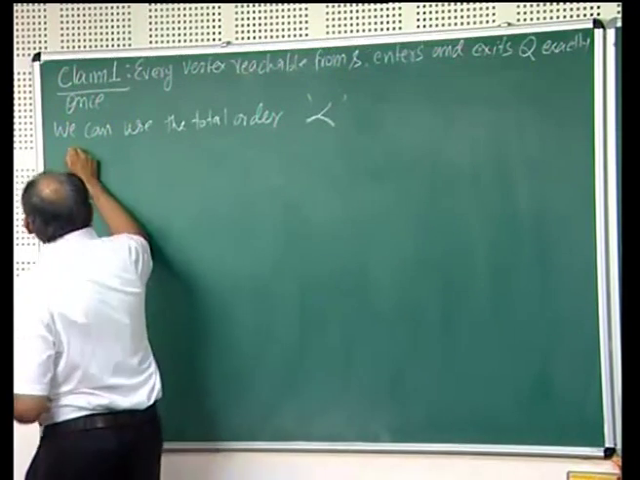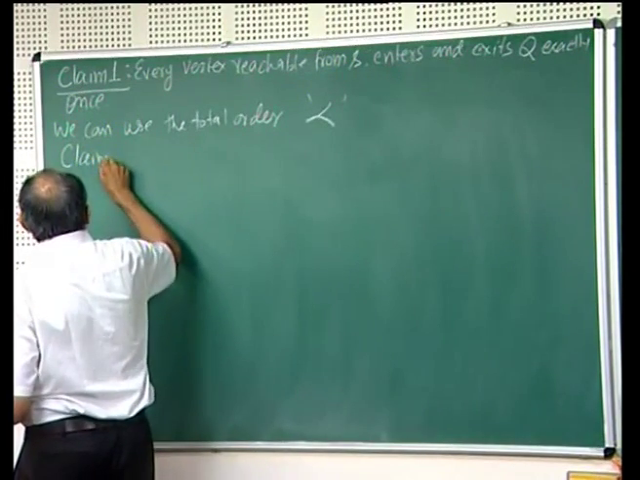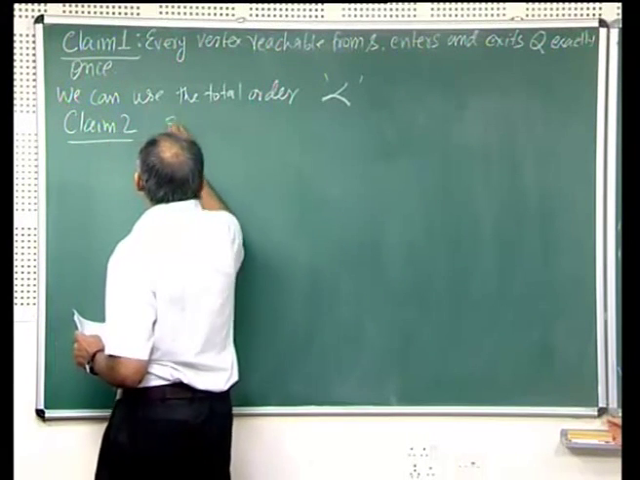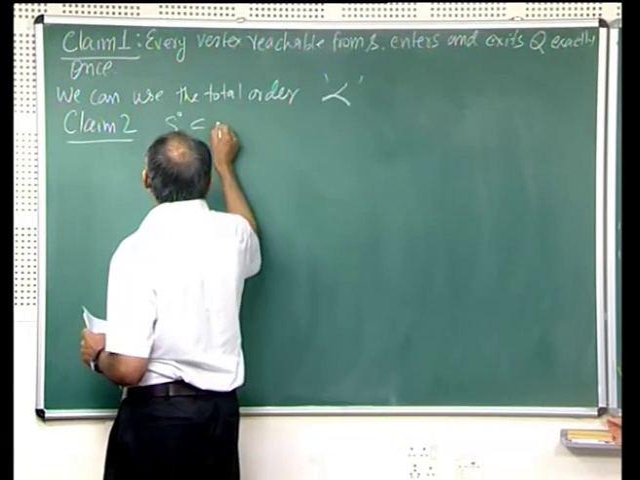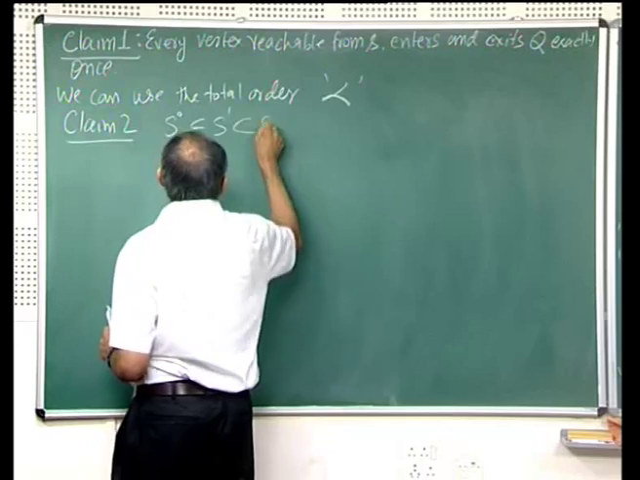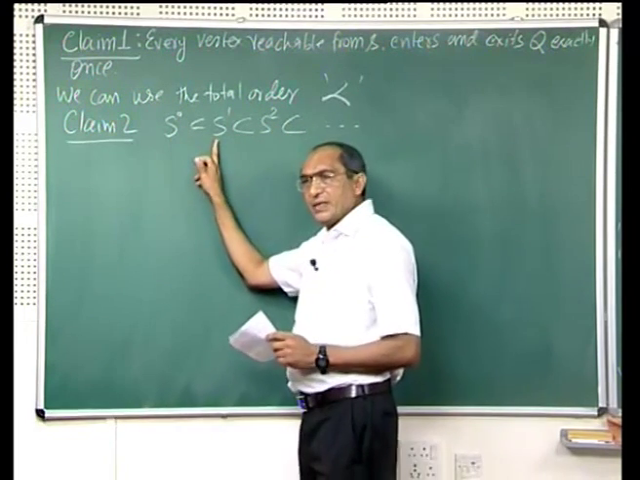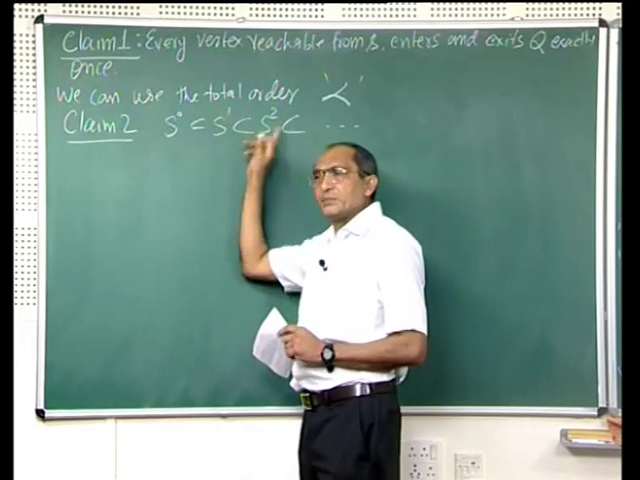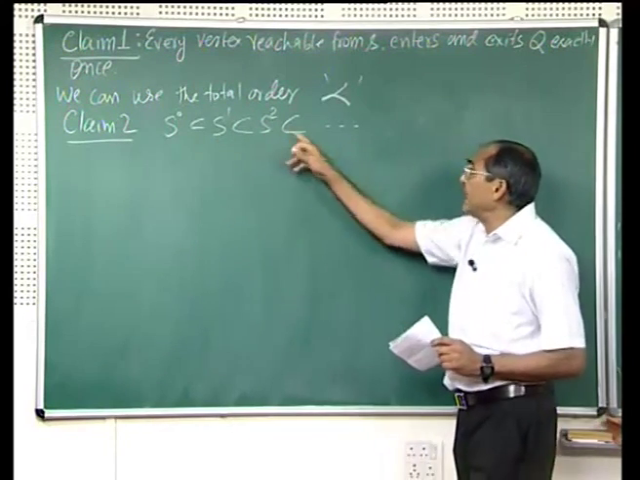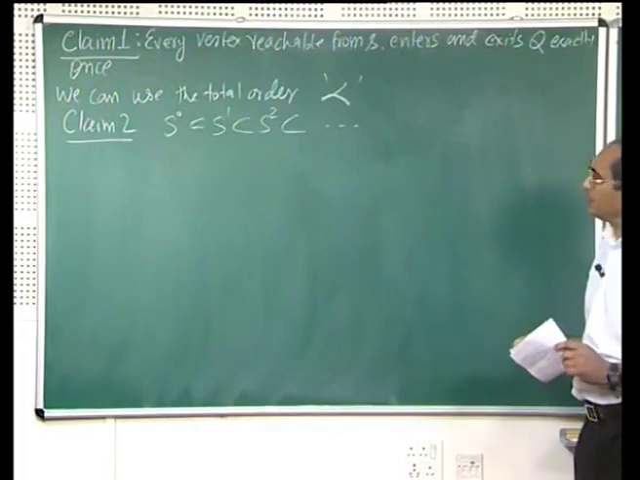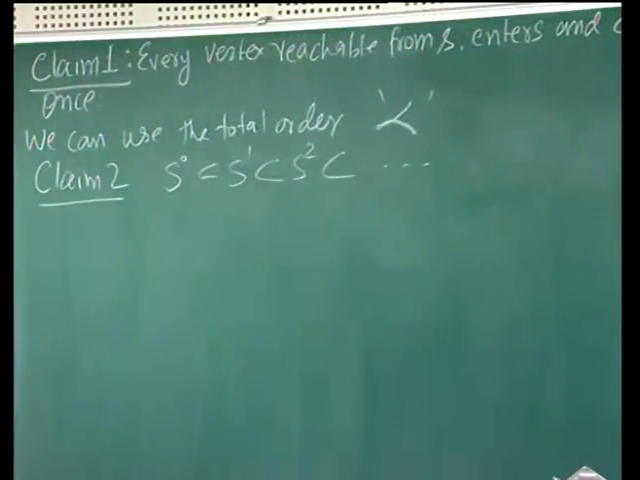Another trivial claim is that S0 is contained in S1 is contained in S2. This is the empty set. This contains only vertex S, and then subsequently one vertex is added into this each time in each iteration.